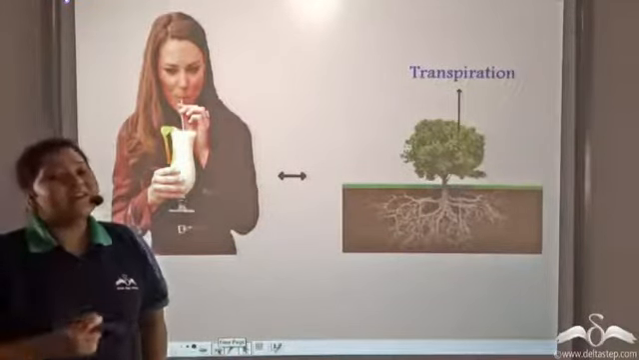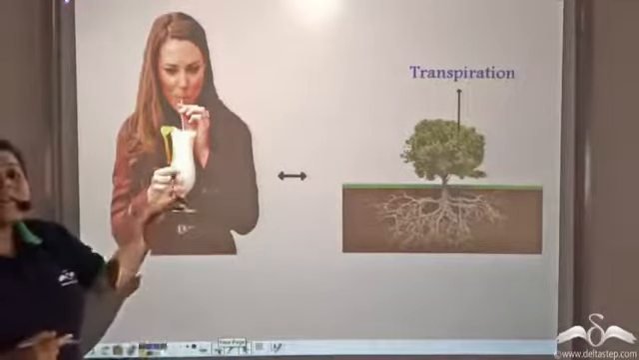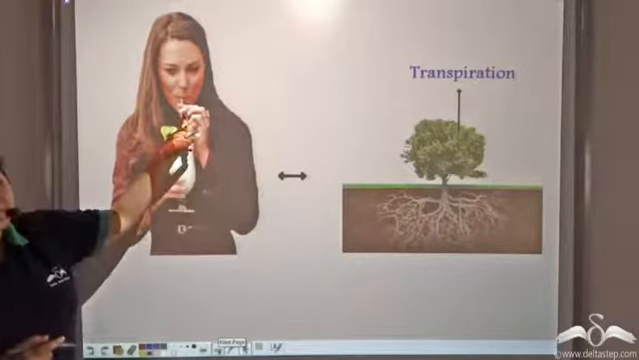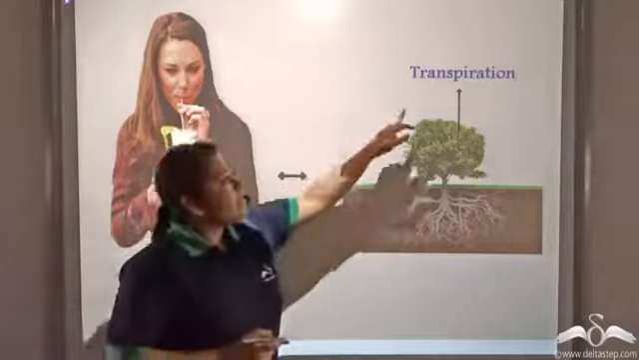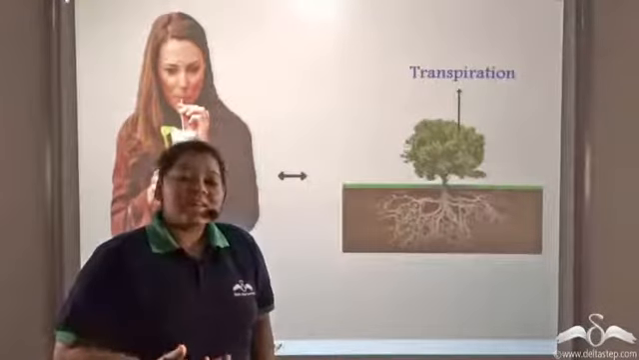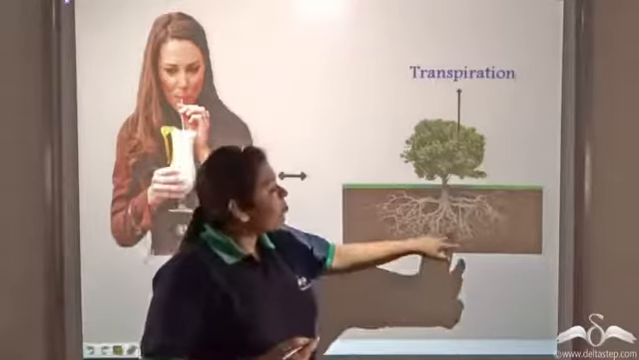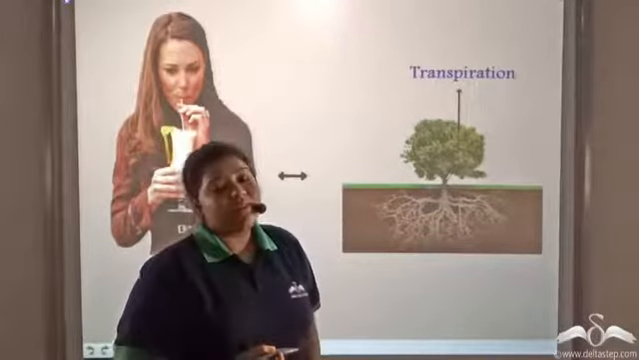When you suck a drink through a straw, the fluid moves from the glass to your mouth. Now, similarly, transpiration causes a suction force which causes the upward movement of water from the soil.